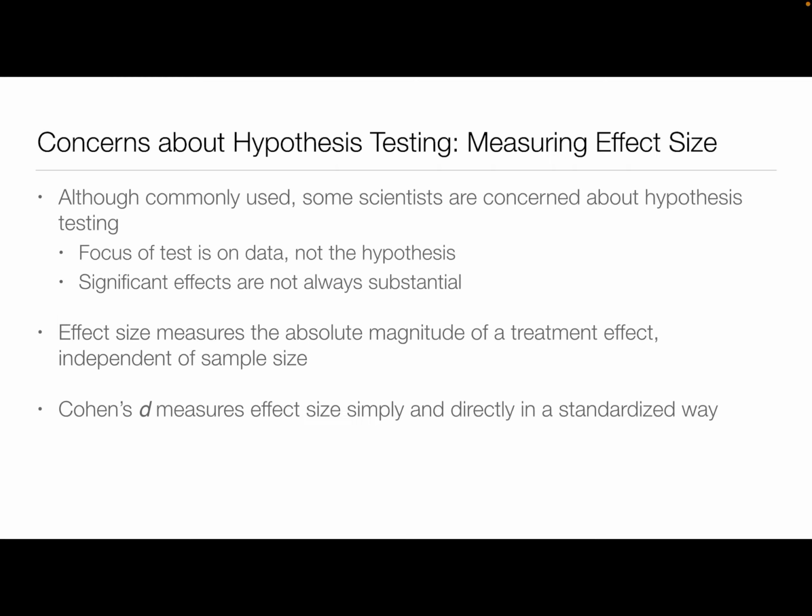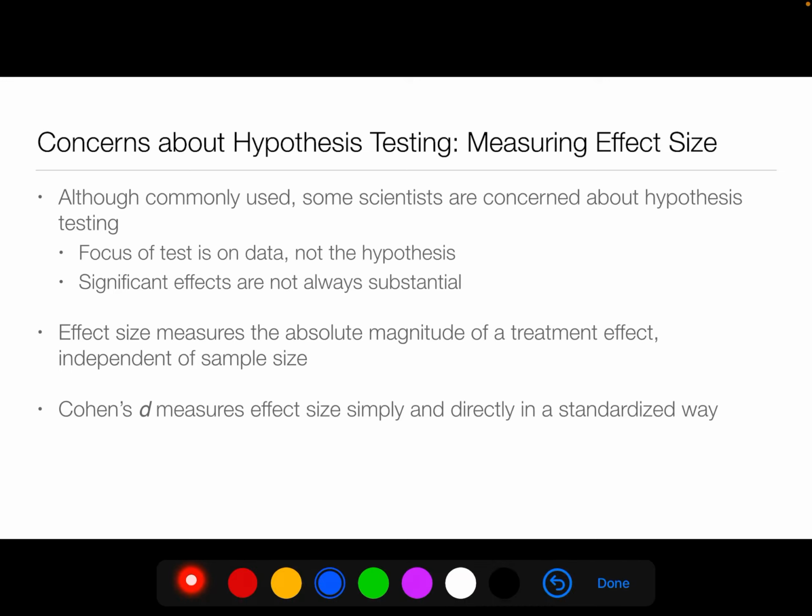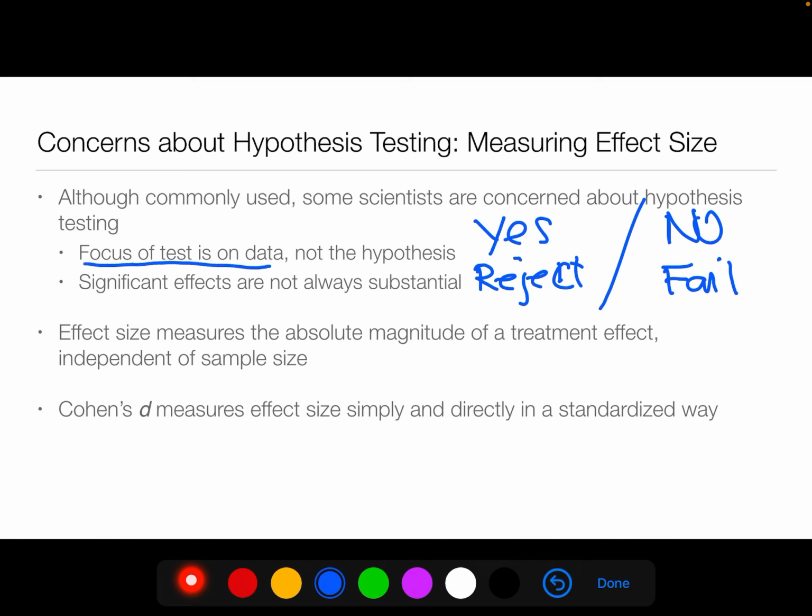So, the first thing that I want to remind us about is the reason that we do measures of effect size. We measure effect size in part because we have concerns about hypothesis testing. When we're doing hypothesis testing, oftentimes we have a binary decision. Yes, we reject the null, or no, we fail to reject, right? We have this yes-no situation. We can't do both. It's an either-or, and it really focuses on the data. It's not really focusing on the hypothesis.